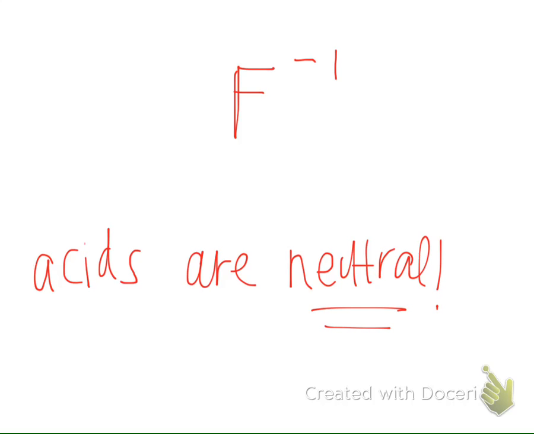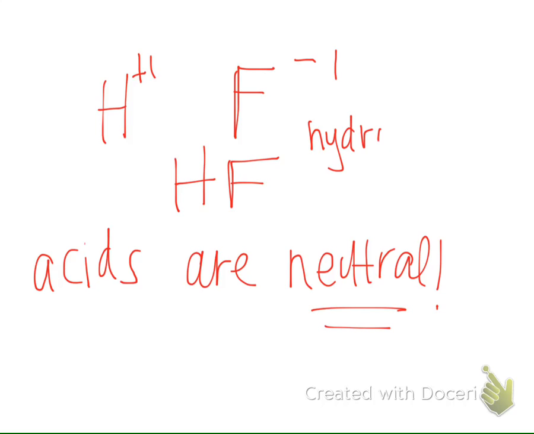Okay, so acids have to have this neutral charge. So if we have a hydrogen, that's a +1, and we have a fluorine or a fluoride, that's a -1, what would our molecule then look like? How many of each do we need to pair together? 1. Just HF. Okay, and the name of this acid is hydrofluoric acid.